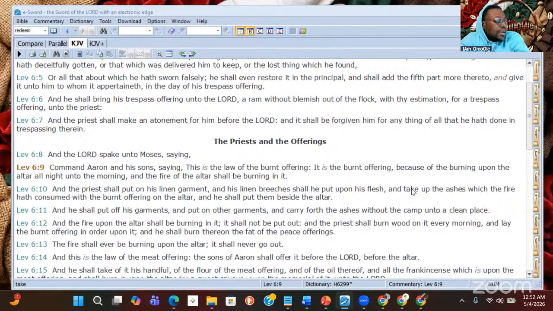And the Kohane shall put on his linen garment, and his linen breeches shall he put upon his flesh, and take up the ashes which the fire hath consumed with the burnt offering on the altar, and he shall put them beside the Mizbeach.